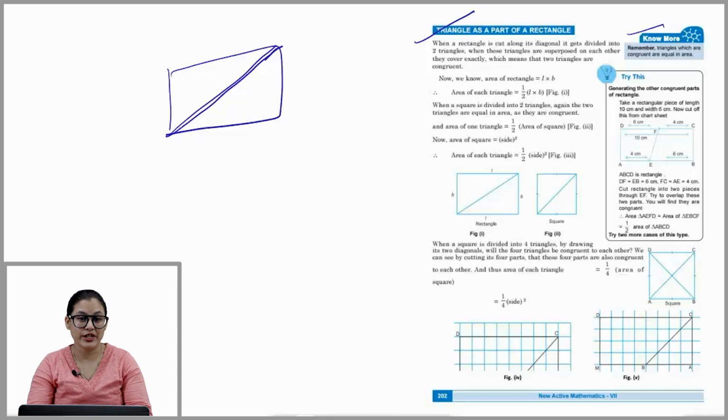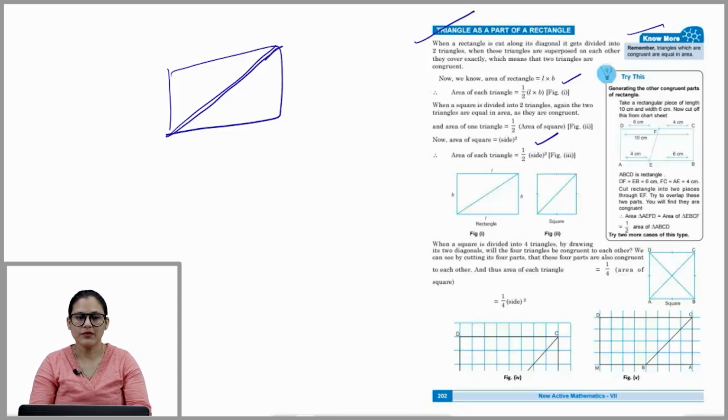Now we know that area of a rectangle is what? Length into breadth. Then area of each triangle is what? Now it has become half, so half into base into height. So this is the formula. When a square is divided into two triangles, again the two triangles are equal in area. They are congruent, and area of one triangle is equal to half into area of the square. Area of a square, you know, is side square. So area of each triangle is half into side square.